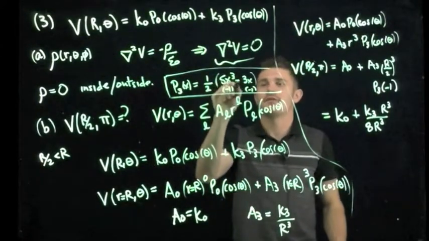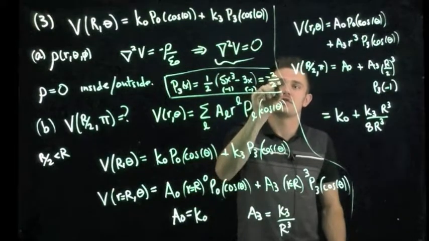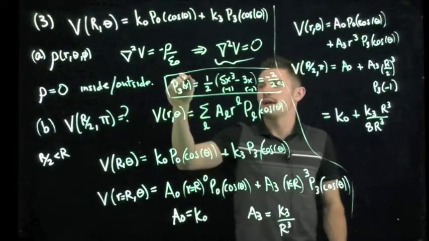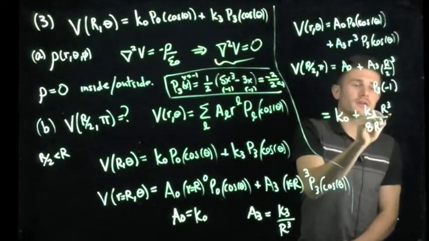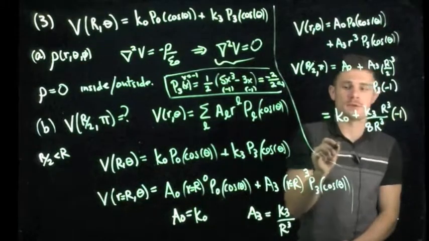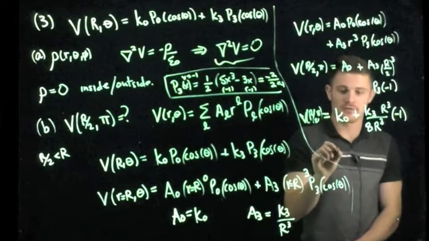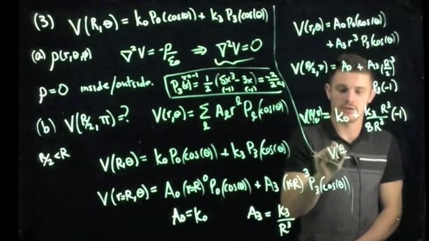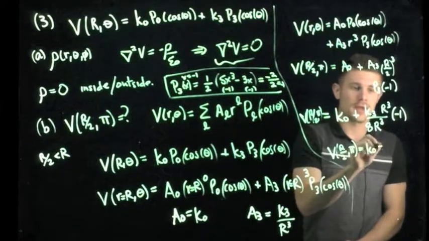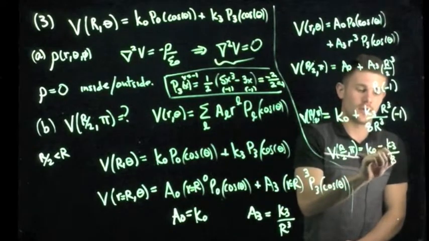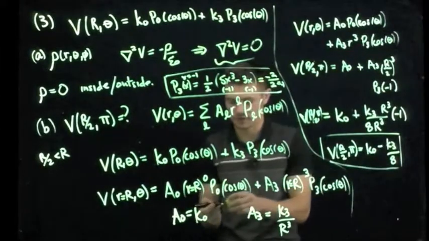because in this case our x is just negative 1. Then we have negative 5 plus 3 is negative 2, so we end up with negative 2 over 2, which is just negative 1. And this would be x equal to negative 1. So that means that P3 of negative 1 is simply negative 1, and this is V of r over 2 and pi. And so finally, our potential that we find at r over 2 and pi inside the sphere is k naught minus k3 over 8.